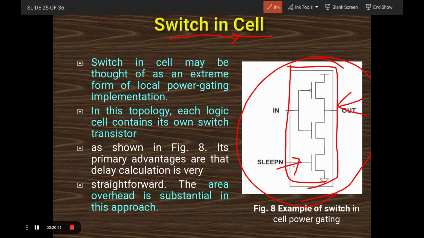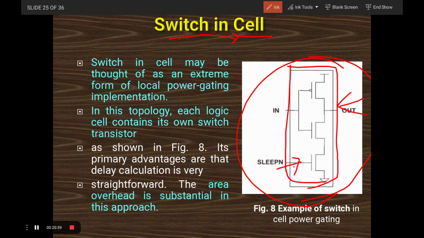Here, switch in cell may be thought of as an extreme form of local power gating. In this topology, each logic cell contains its own switch. So the switches cannot be provided from the external side. The switch exists within the cell itself only. That's why it is called a switch in cell.